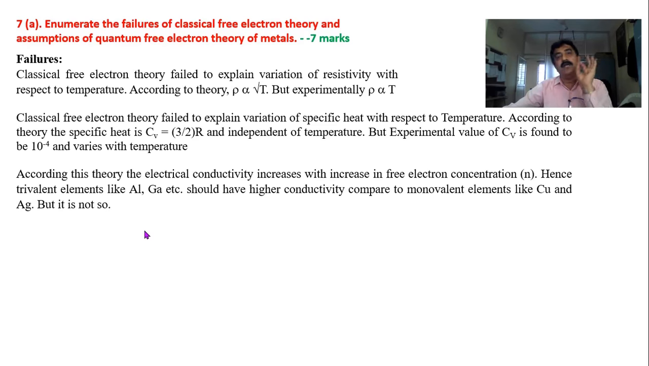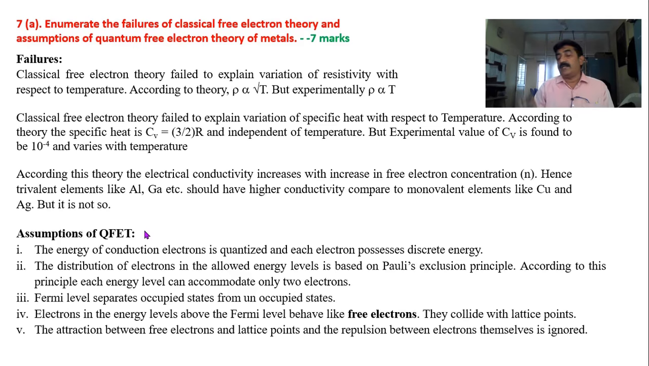So these are the 3 assumptions. Assumptions part over. So maybe 3 marks are reserved, 1 mark per assumption. Now coming to the failures. So failure part is over. Now coming to assumptions. In this question we have both. You have to enumerate failures of classical theory. Also you have to list out the assumptions of quantum free electron theory.